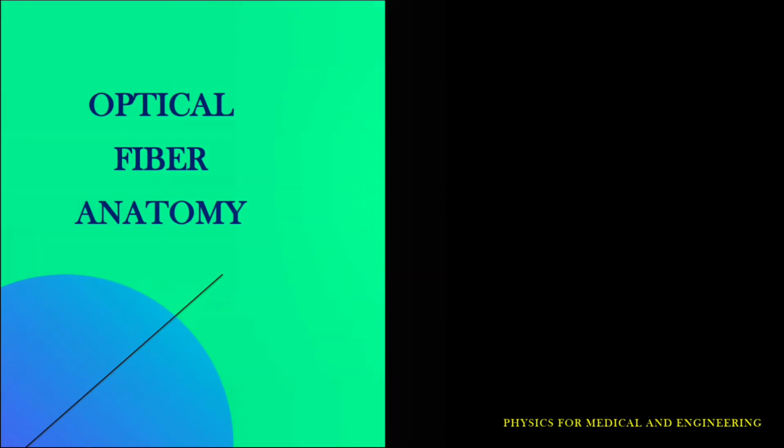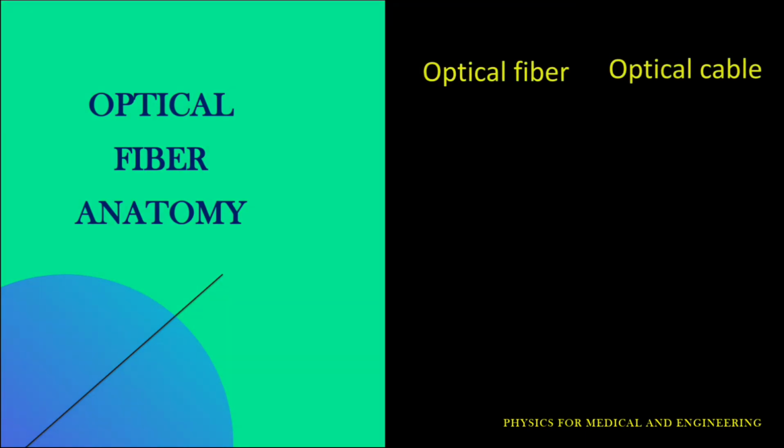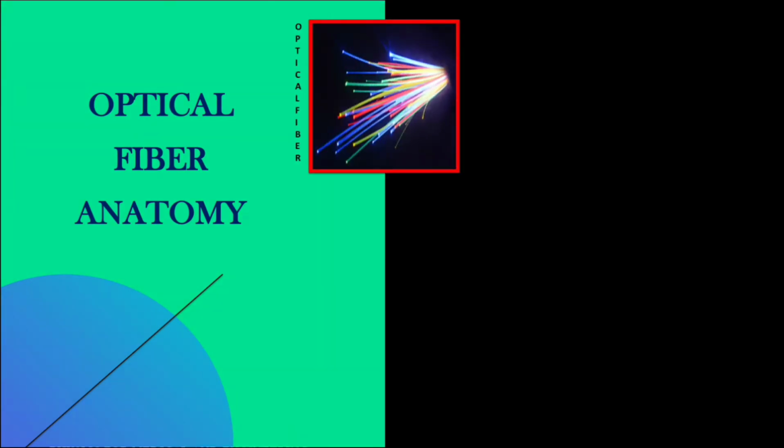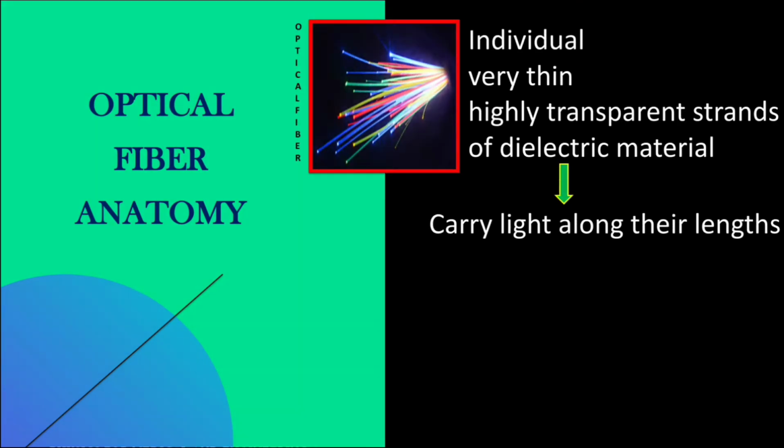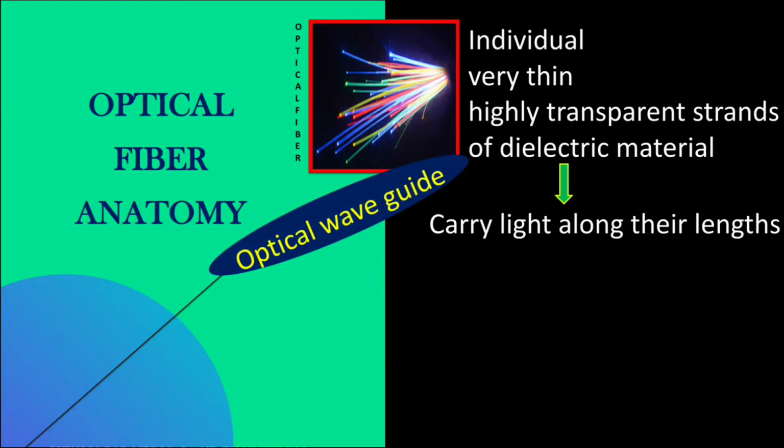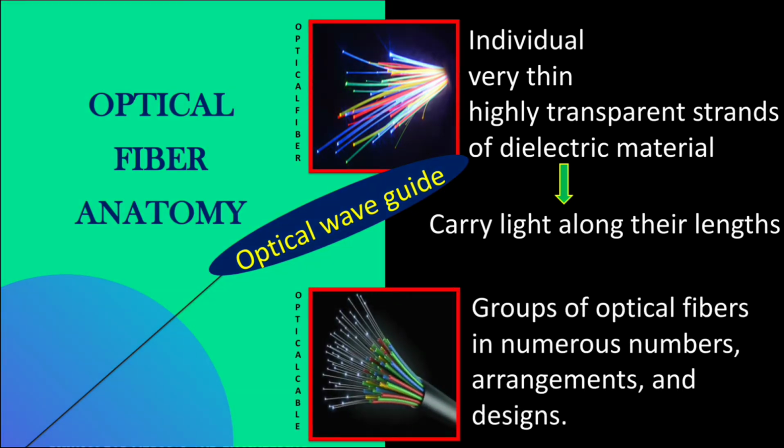Now, optical fiber anatomy. First things first. The terms optical fiber and optical cable are not interchangeable. Optical fibers refer to individual, very thin, highly transparent strands of dielectric material that carry light along their lengths. Optical fibers could also be called optical waveguides in that they guide light, while optical cables refer to groups of optical fibers in numerous arrangements and designs.